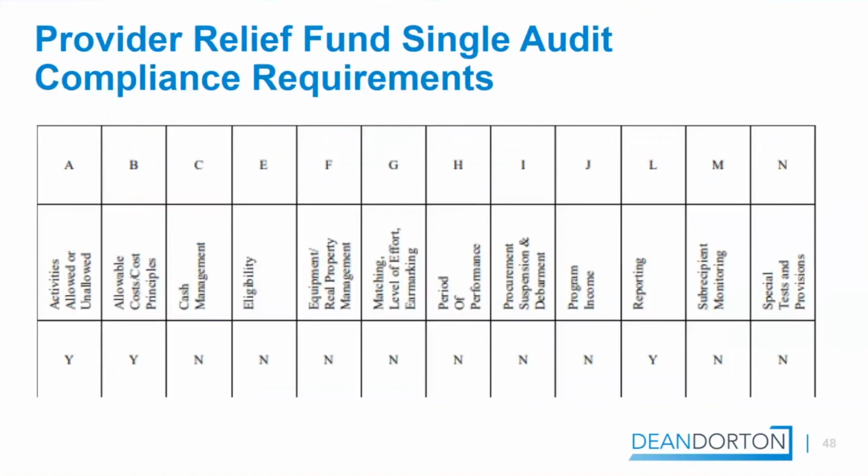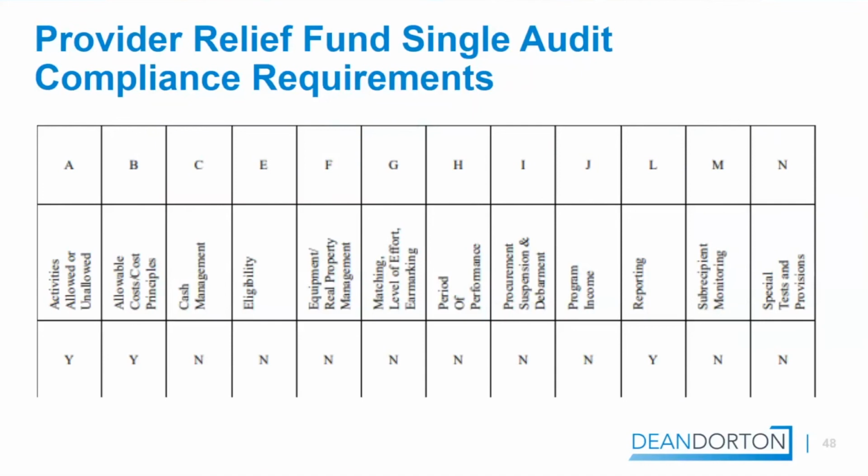Whenever a single audit is required to occur, the OMB, Office of Management and Budget, put out compliance requirements. And these are the things that your auditor is required to test. And for provider relief funds, there's only 3 buckets that have been marked with a Y. You've got activities allowed or unallowed, allowable cost and cost principles, and reporting. The reporting part should be pretty easy. Did you comply with your December 31st reporting requirement? Did you comply with your June 30, 2021 reporting requirement? Those should be pretty straightforward.